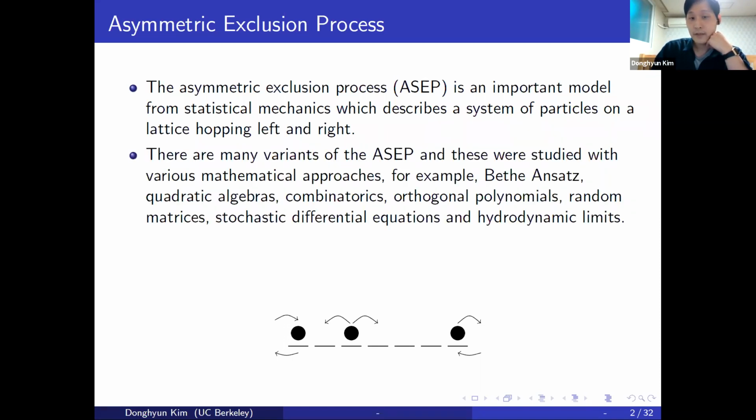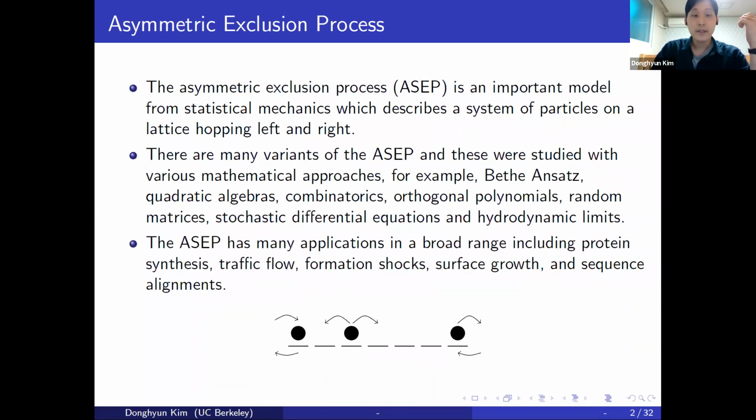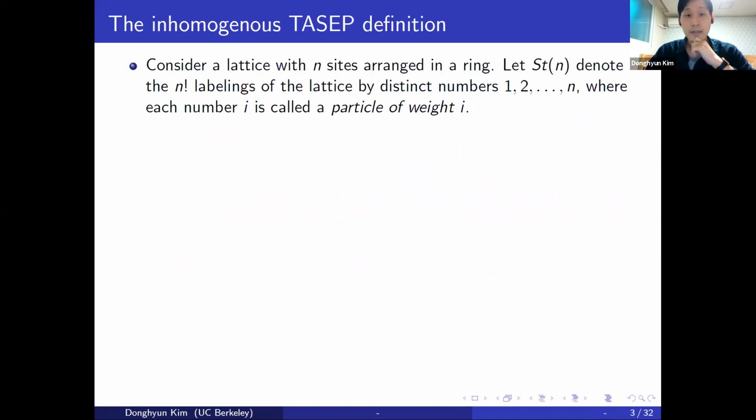There are many variants of the ASEP, and these are studied with various mathematical approaches. For example, matrix ansatz, quadratic algebras, combinatorics, orthogonal polynomials, random matrices, stochastic differential equations, and hydrodynamic limits. The ASEP has many applications in a broad range, including protein synthesis, traffic flow, formation of shocks, surface growth, and sequence alignment. Among many variants of the ASEP, today we'll study the inhomogeneous TASEP on a ring.